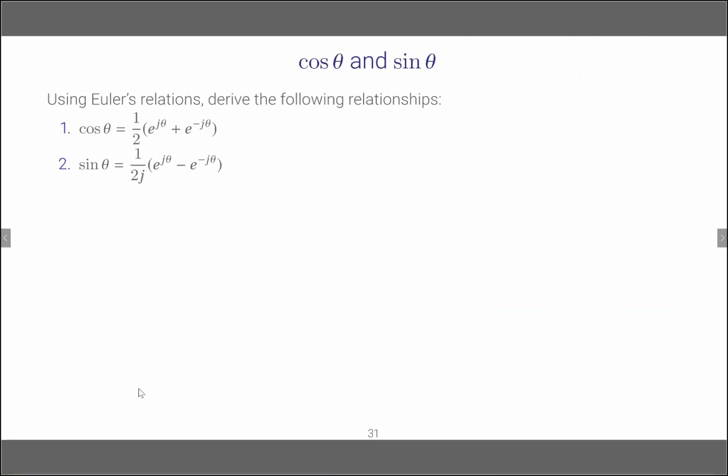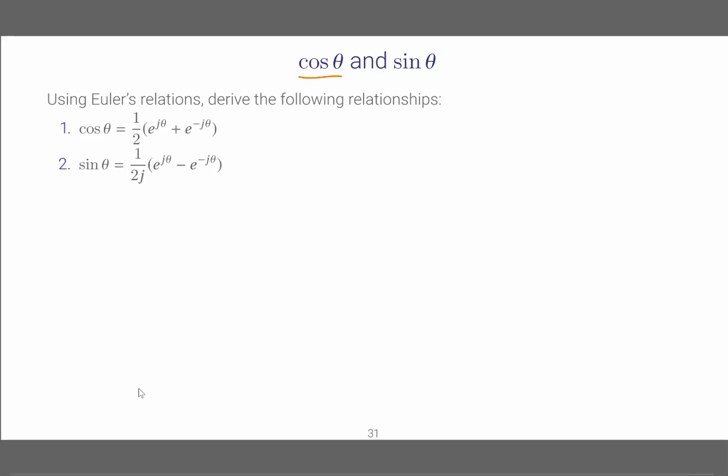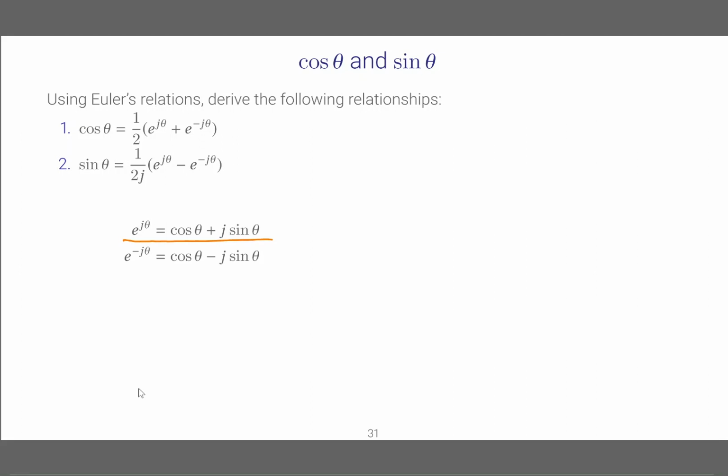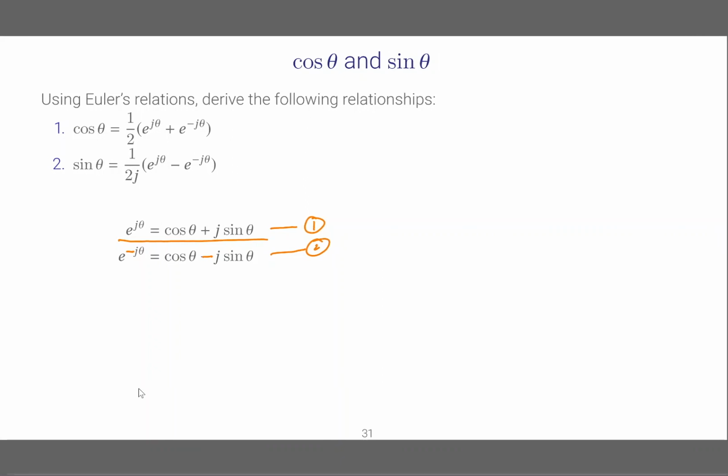Okay, so then we need to obtain formulas for cos theta and sin theta. You can use Euler's relationship to obtain these formulae. We can do that by starting with Euler's relationship: e to the power of j theta is equal to cos theta plus j sin theta, and we also write e to the power of minus j theta, which is equal to cos theta minus j sin theta, because cos minus theta is cos theta, sin minus theta is minus sin theta. So now you have two equations, 1 and 2. By adding you get cos theta, by subtracting you get sin theta.